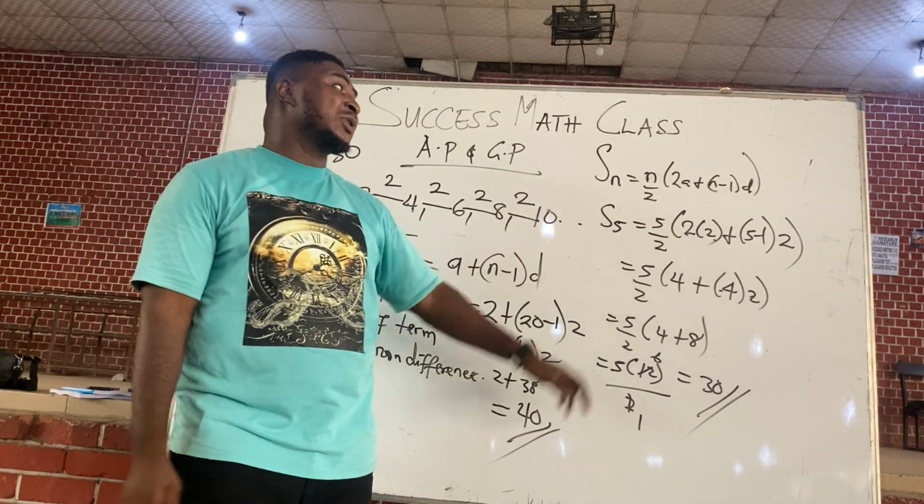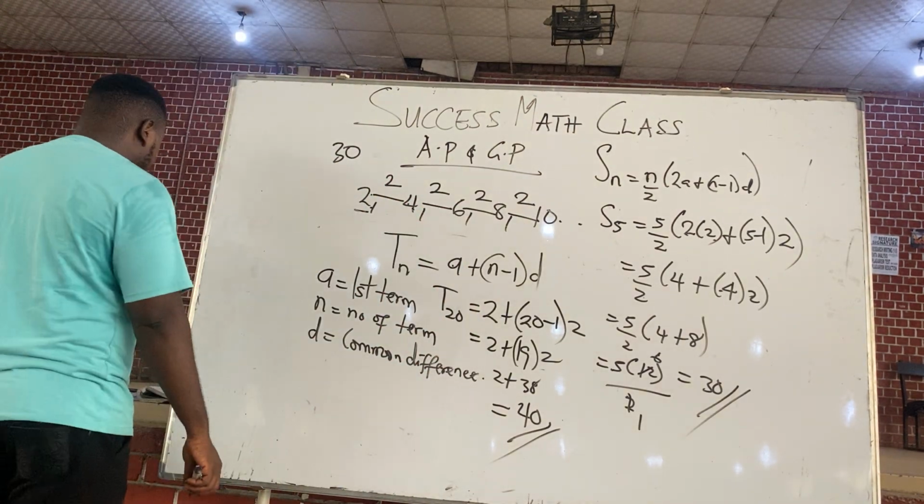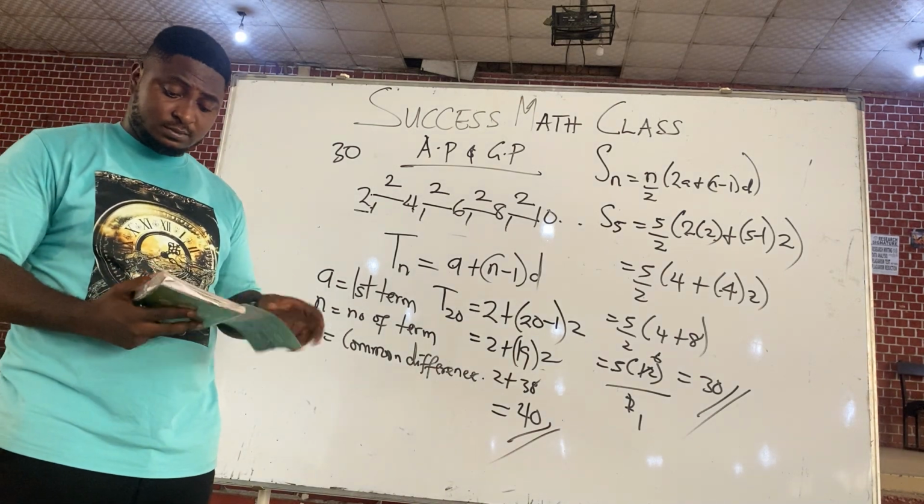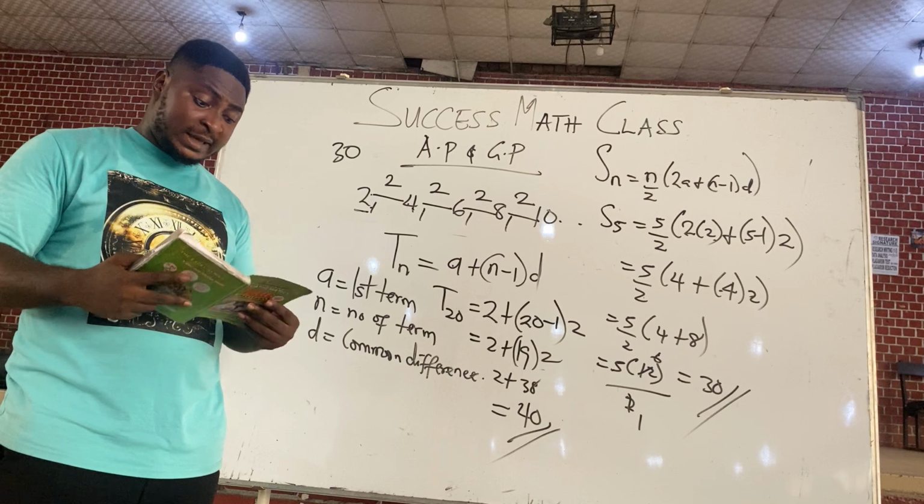This is the formula: Sn equals n over 2, 2a plus n minus 1 into bracket d. Let's take some questions. Write down quickly.